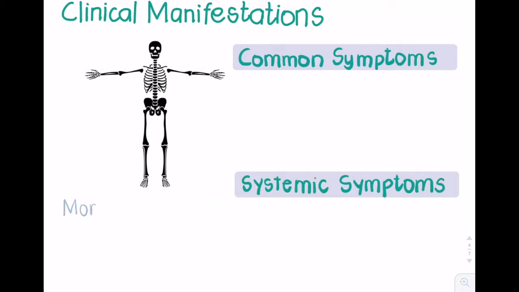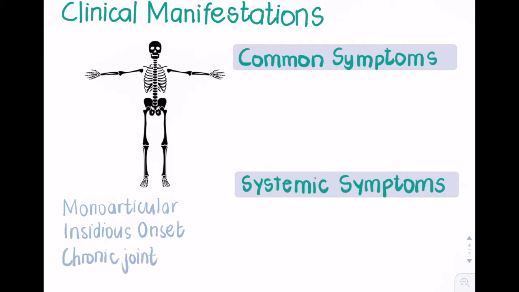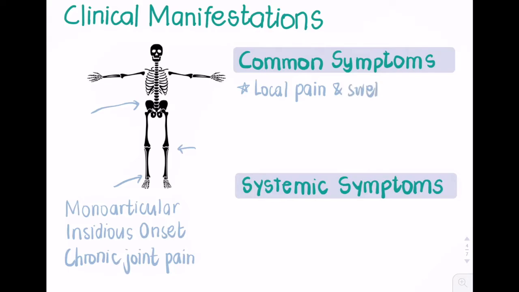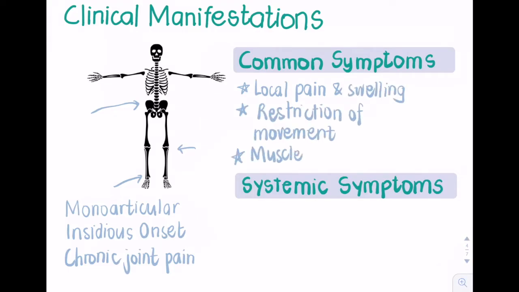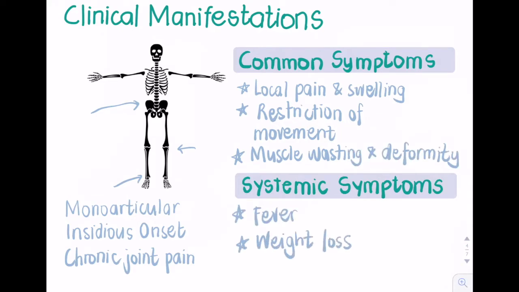Now for clinical manifestations. TB arthritis is monoarticular and of insidious onset that commonly presents with chronic joint pain and only minimum signs of inflammation. It involves primarily weight-bearing joints, the hips, knees, and ankles. Common symptoms include local pain and swelling, restriction of movement, muscle wasting and deformity, and systemic symptoms such as fever, weight loss, and night sweats. Only half of active TB arthritis cases present with these systemic symptoms, however.